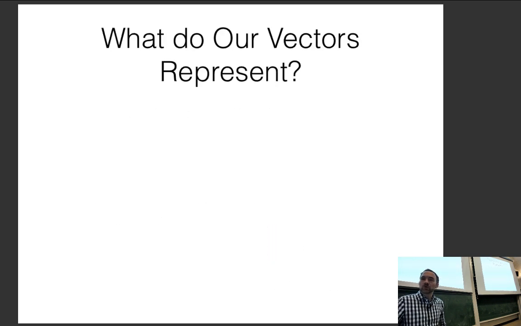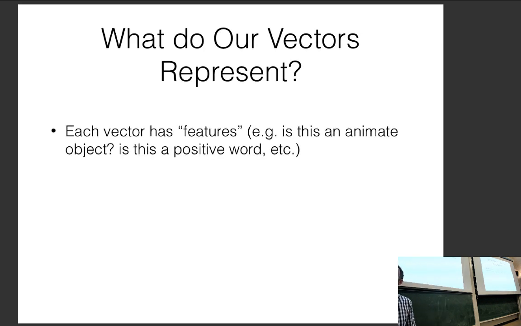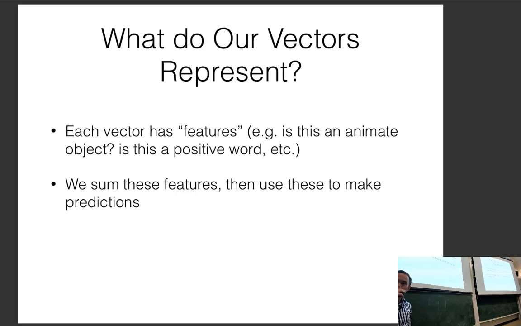So what do our vectors represent now? So each vector has features, where each row in the vector is a feature. The features can correspond to anything we want. They could correspond to, is this an animate object? Is this a positive word? Is this something that tends to move, for example? We can then sum these features and use these to make predictions.